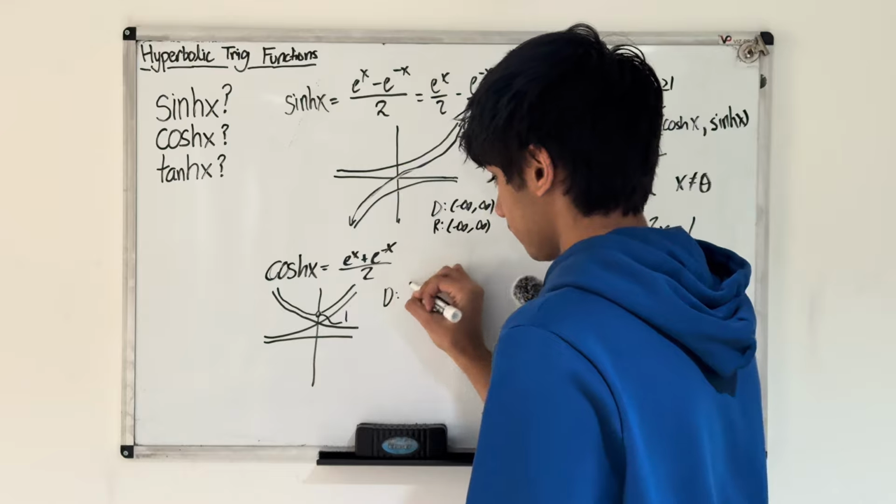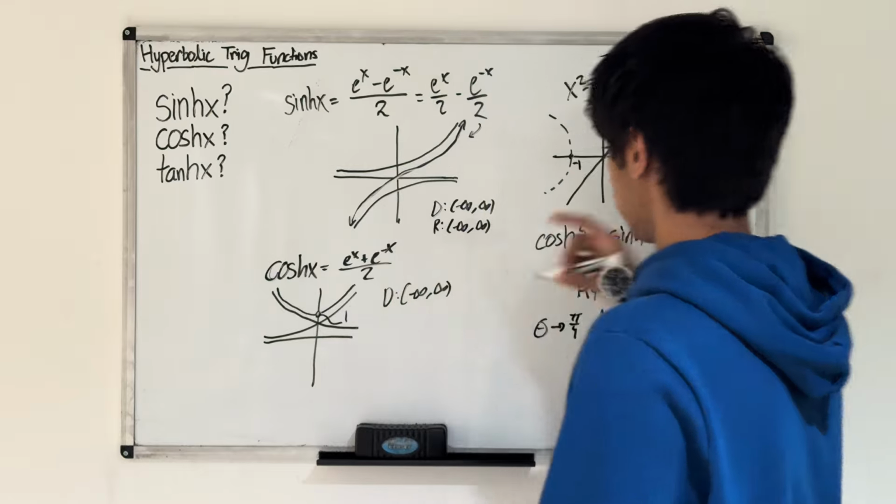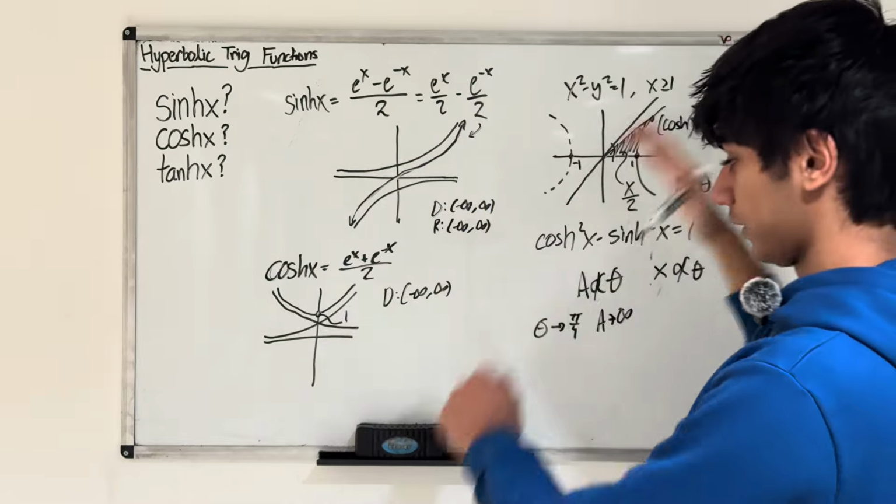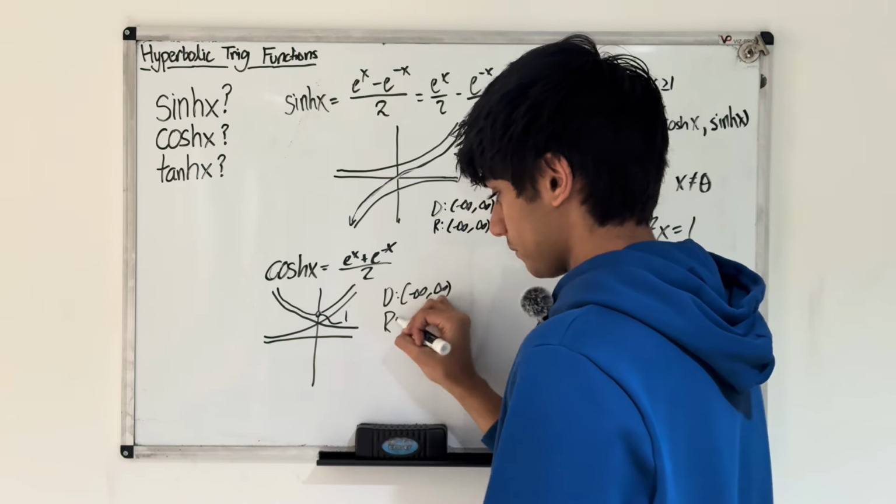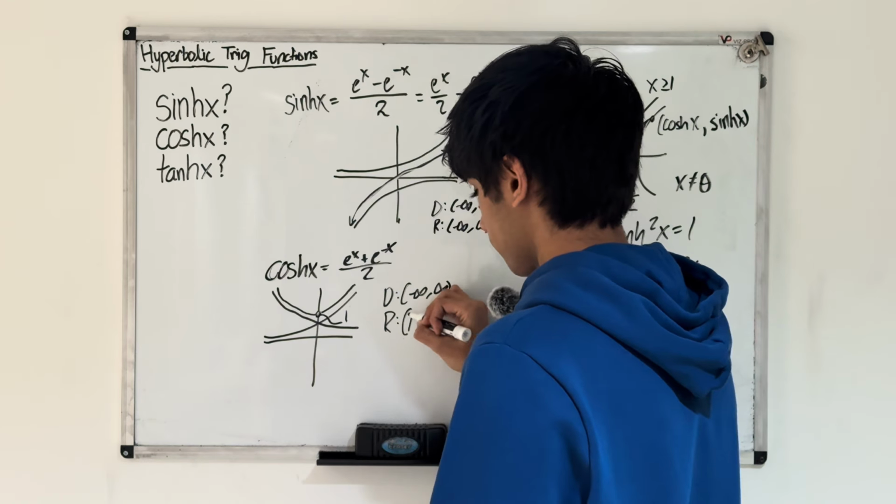So domain, again, is negative infinity to infinity, because we can have negative areas, and they can go all the way to infinity. And our range, this time, is going to be from 1 inclusive.